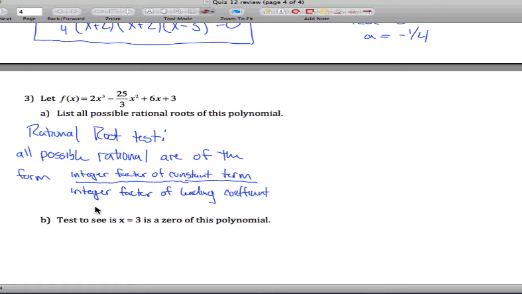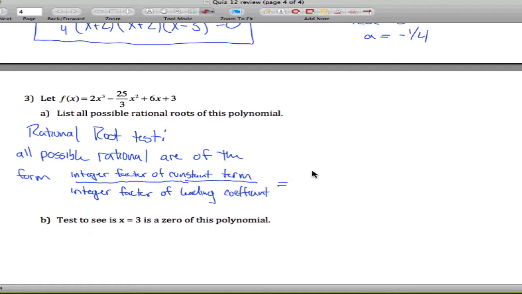I think for our purposes, I'm going to skip it and just tell you that this is the punchline. Hopefully in your book they teach you why this works. If you're ever curious, I can make a video showing you why it works, because really it is interesting. But all you need to know for the quiz is that it works, not why it works. So, constant term, I'm talking about this 3 right here. Integer, I mean whole numbers. So the whole numbers that divide evenly into 3 are just 1 and 3.